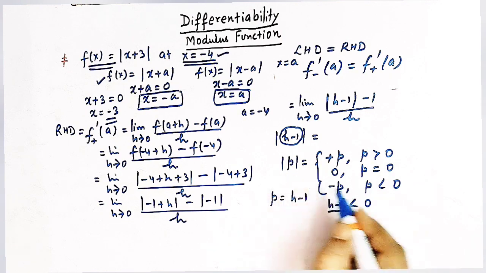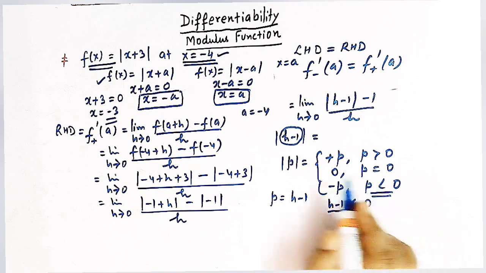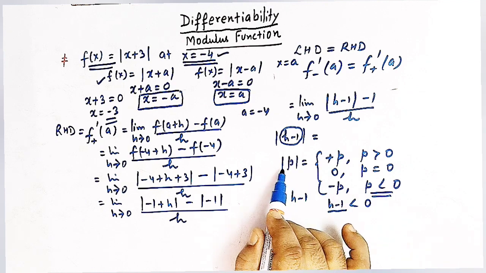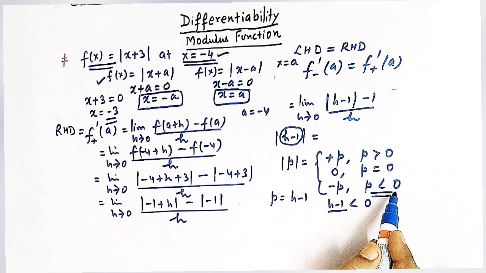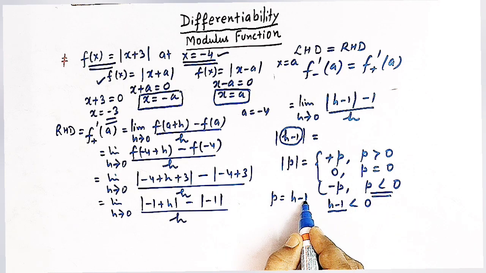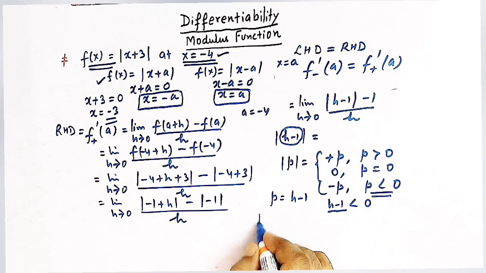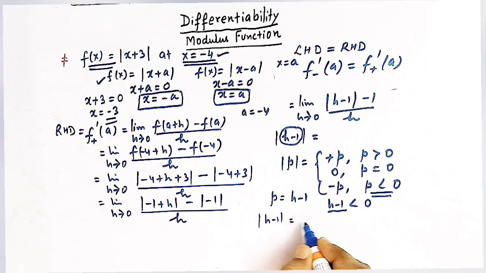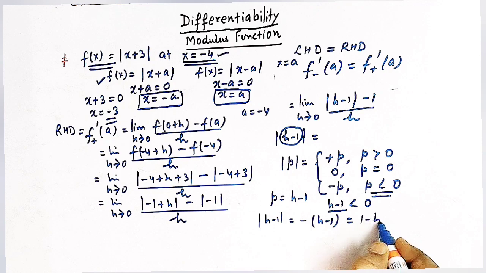So here mod of p is equal to negative p will apply, this part of this definition. So mod of p is minus p when p is less than 0. P is h minus 1. H minus 1 is less than 0. H minus 1 is a negative quantity, right? So mod of h minus 1 is equal to negative of h minus 1. That is 1 minus h.